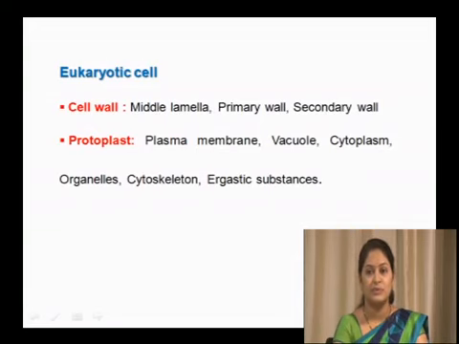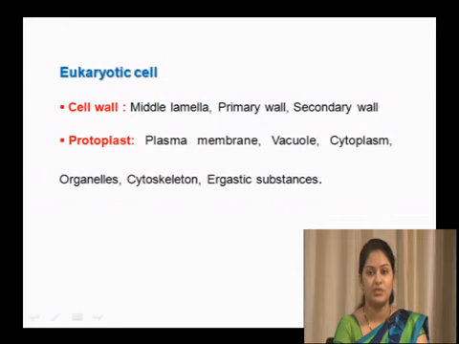Eukaryotic cell is basically classified into cell wall and protoplast. Cell wall is found only in plant cells and a few other organisms, and if a plant cell is considered, cell wall can be classified into middle lamella made up of calcium and magnesium pectate, primary wall made up of cellulose, hemicellulose, and pectin, and secondary wall which may be made up of lignin or suberin.